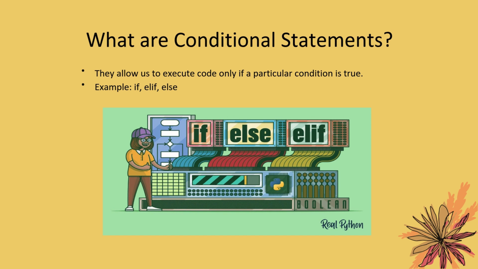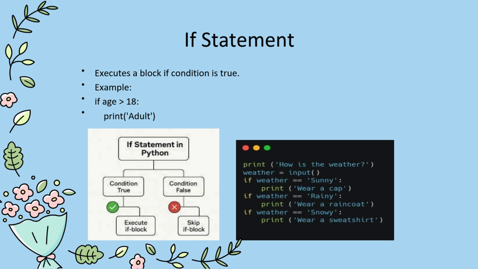Now let's explore the most basic and essential building block of decision making in Python, the if statement. The if statement allows a program to run a specific block of code only when a certain condition is true. You can think of it as a checkpoint or a question your program asks before taking action. When Python encounters an if statement, it evaluates the given condition, which is usually an expression that results in either true or false. If the condition is true, the code inside the if block runs. If it's false, that block is simply skipped. This helps us control what happens in the program and when.